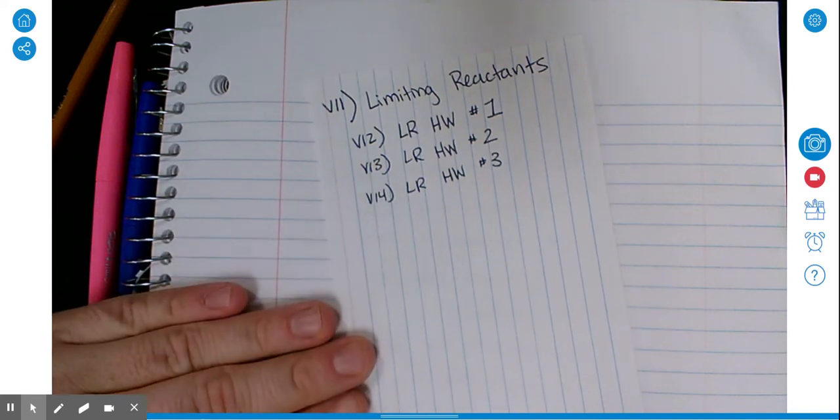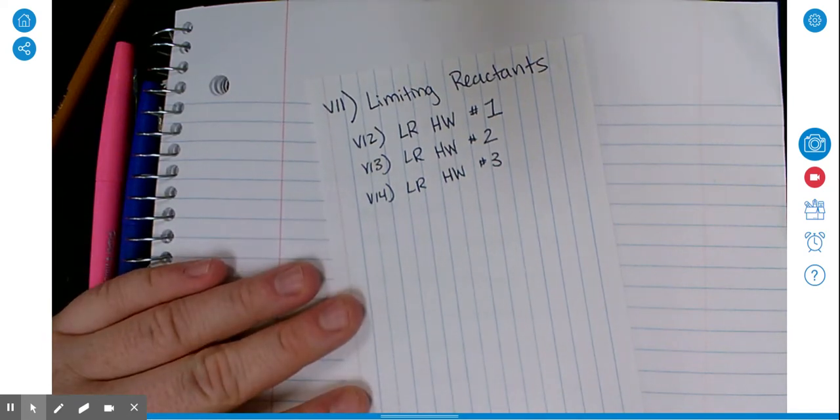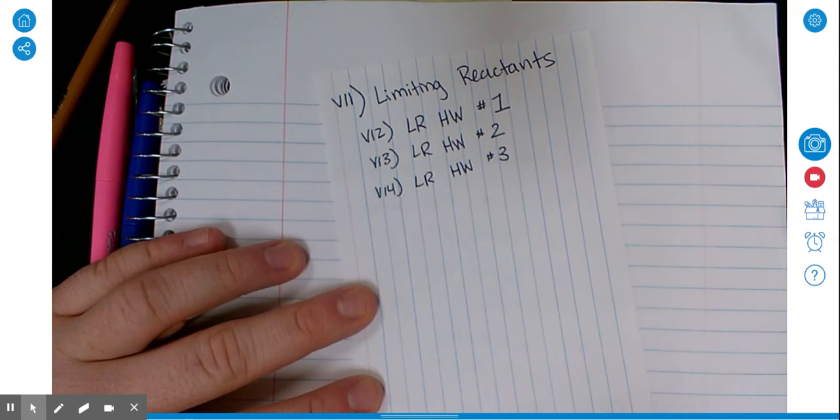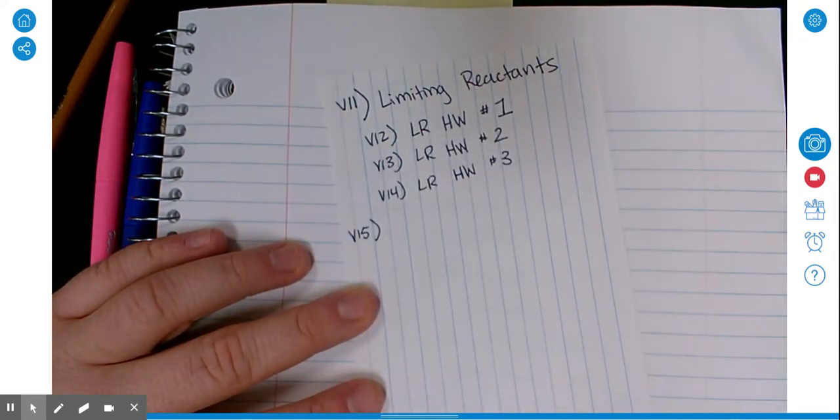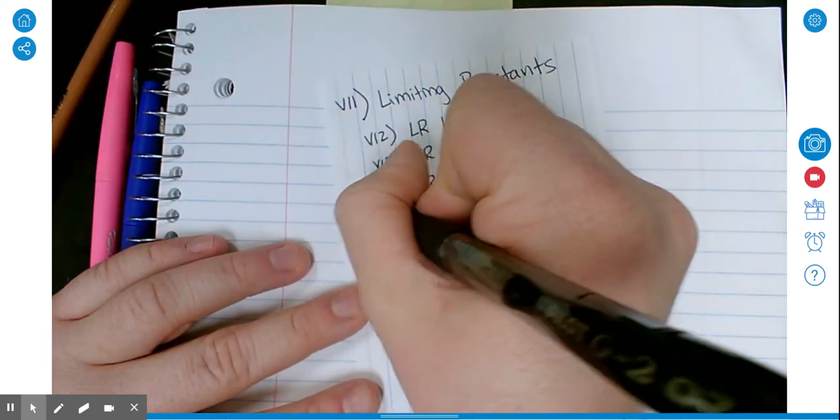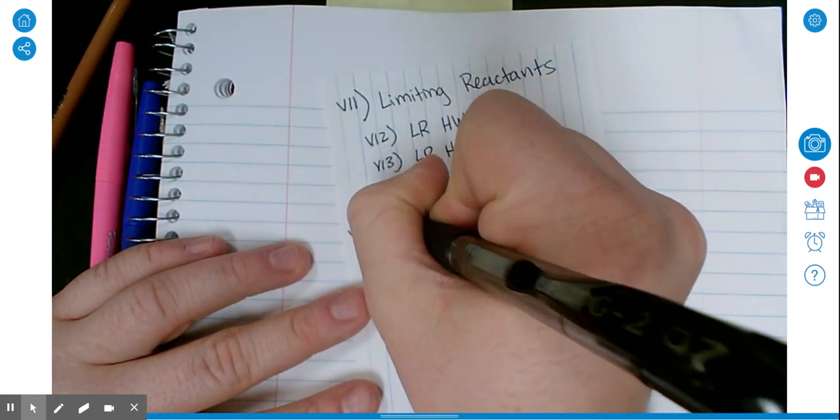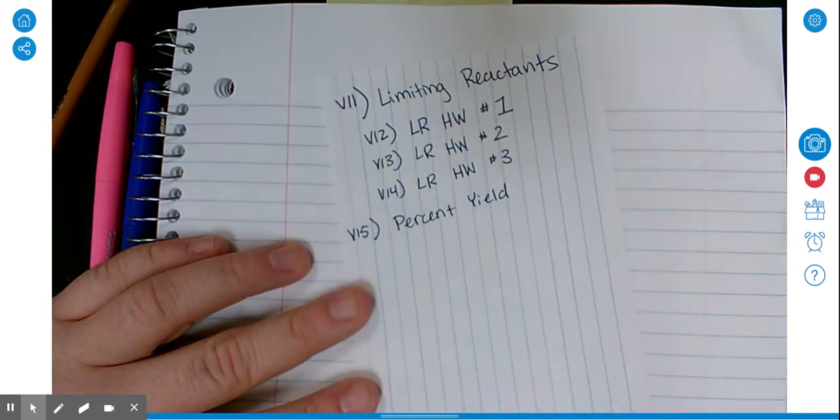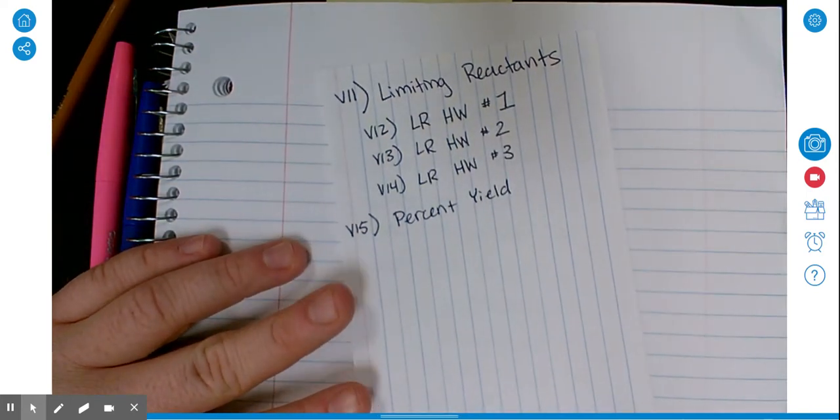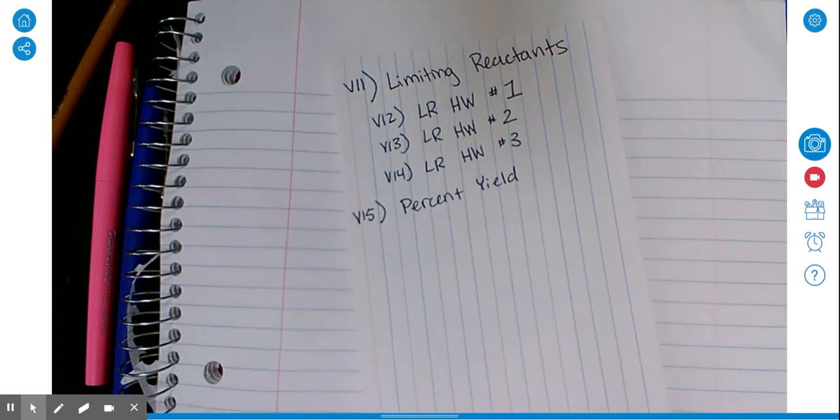Hi, everybody. Welcome back. We are moving on from the limiting reactant homeworks, and we are going to start our last big topic. And good news, I promised, we saved the easiest for last. Percent yield. All percent yield is one extra line in your table.